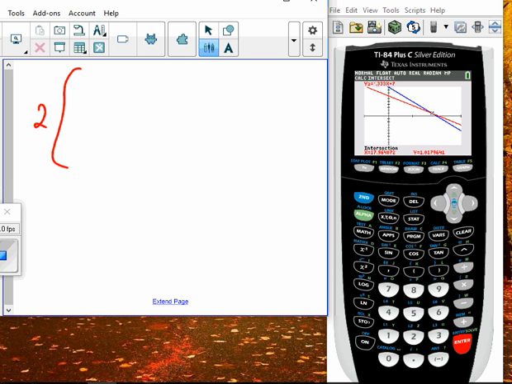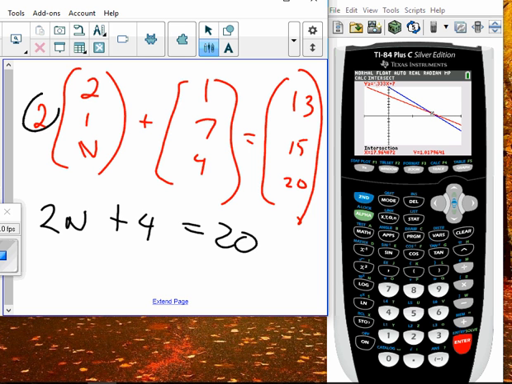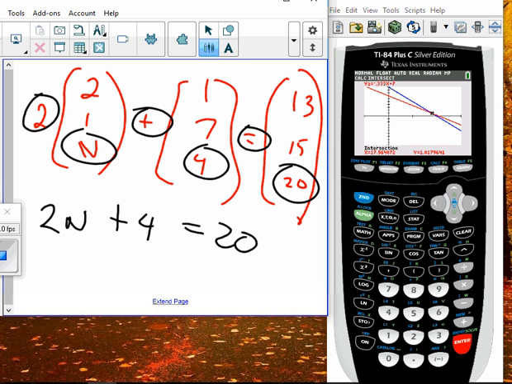Yes, here's a typical variable in the matrices problem. 2, 1, n plus 1, 7, 4 equals 13, 15, 20. Now, first of all, this is a valid question, but is that the kind you meant? No, like the one where they give you the equations, and then you have to stick the numbers into an... Sure, go ahead and find it. Just for perspective, though, this would be 2n plus 4 equals 20. I just pulled that from here. And then you could solve for the variable that way. That's one way you can have variables in them.